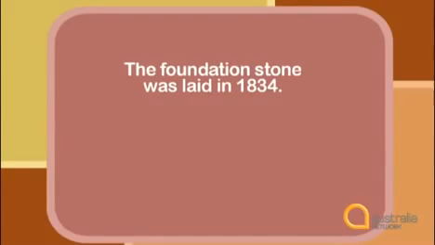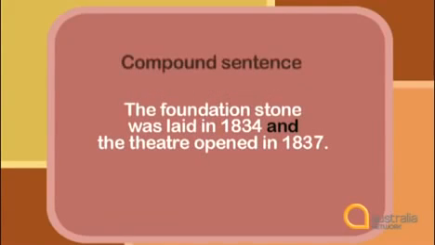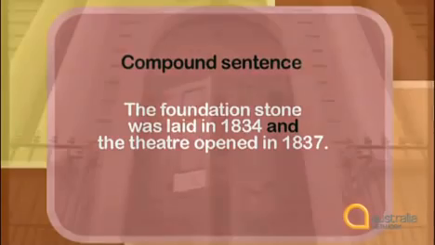But it's best to use a variety of sentence types and not just a list of simple sentences. Listen to this. The foundation stone was laid in 1834 and the theatre opened in 1837. You can join two simple sentences together with and. The two sentences are, the foundation stone was laid in 1834. The theatre opened in 1837. Joining them with and gives you a compound sentence. Listen again. The foundation stone was laid in 1834 and the theatre opened in 1837.